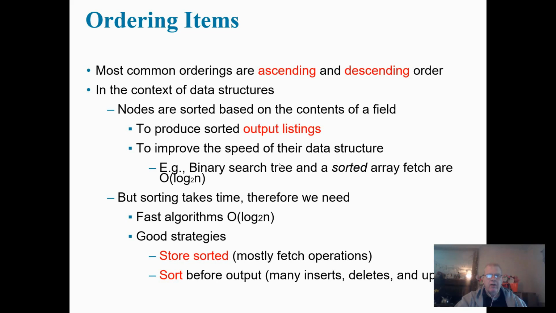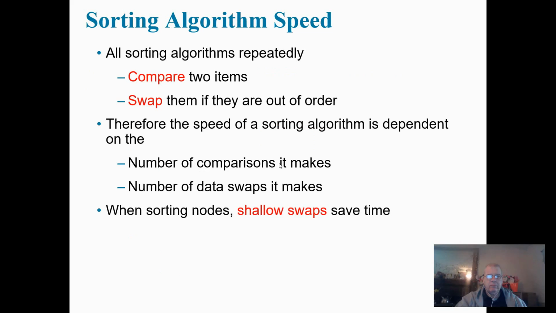A binary search tree or a sorted array fetches in order log n if the data structure is already sorted, but sorting takes time, so we need fast algorithms and good strategies. All sorting algorithms repeatedly compare two items and swap them if they're out of order. So the speed of a sorting algorithm depends on how many comparisons it makes and how many swaps it makes.